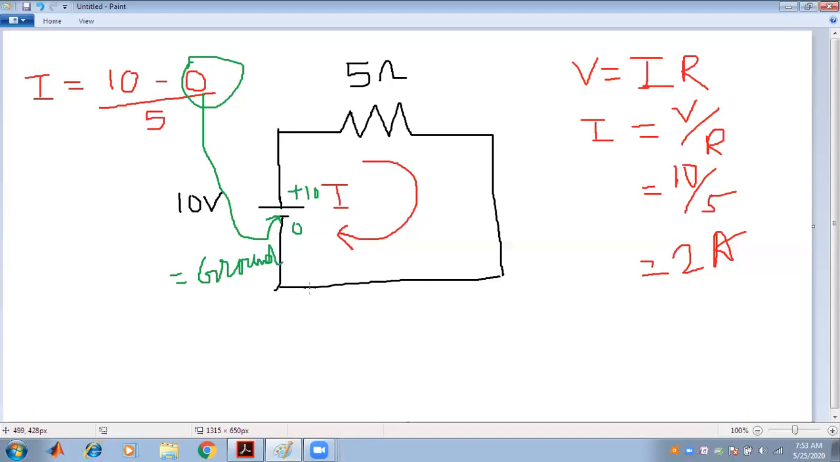From that conception of the ground, the potential of the ground is zero. From that conception, the voltage difference came into play. So now we can write the current is 2 ampere. It means we have created a voltage difference, that is 10 minus 0, and the 0 is generally known as the potential of the negative side of the battery, or in other words it is called the ground potential.